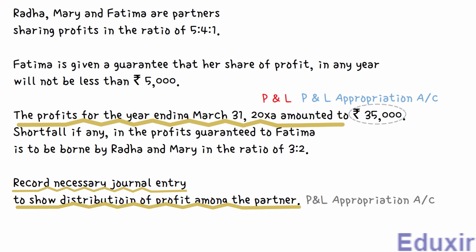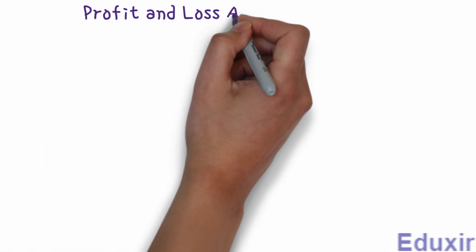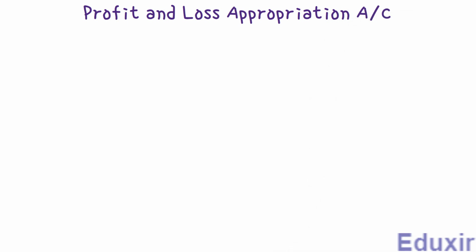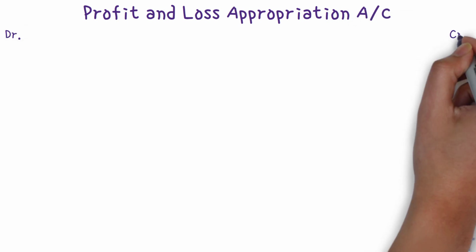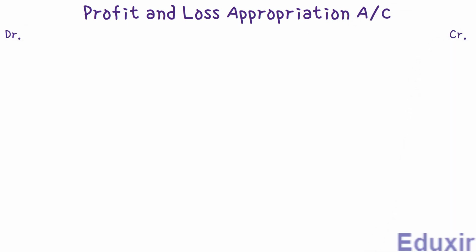So, let's leave out the profit and loss account related debit entry and let's directly post the profit and loss appropriation account related credit entry into the profit and loss appropriation account. But first, let's prepare the format of the profit and loss appropriation account as it is not yet prepared. Let's first write the title as profit and loss appropriation account. Let's then write the headers DR and CR to designate the debit and credit sides respectively.